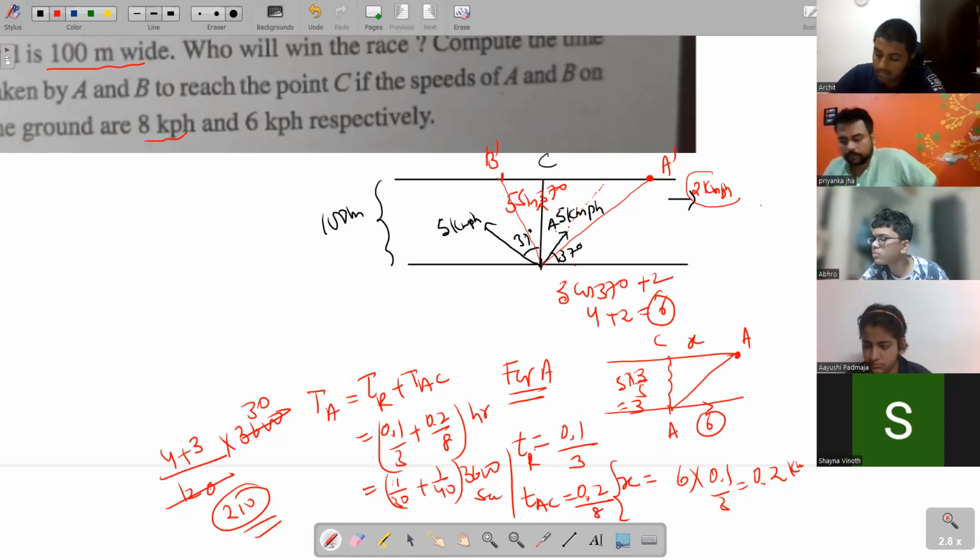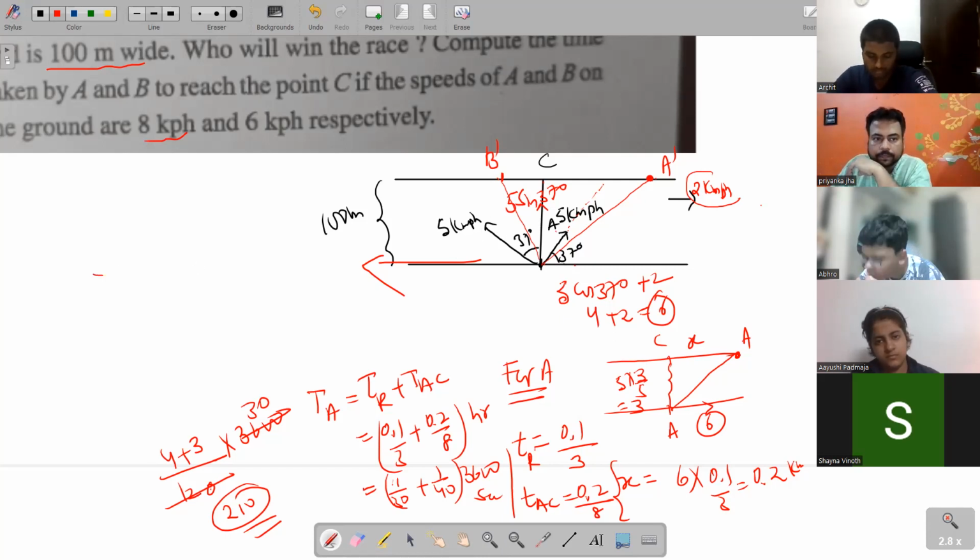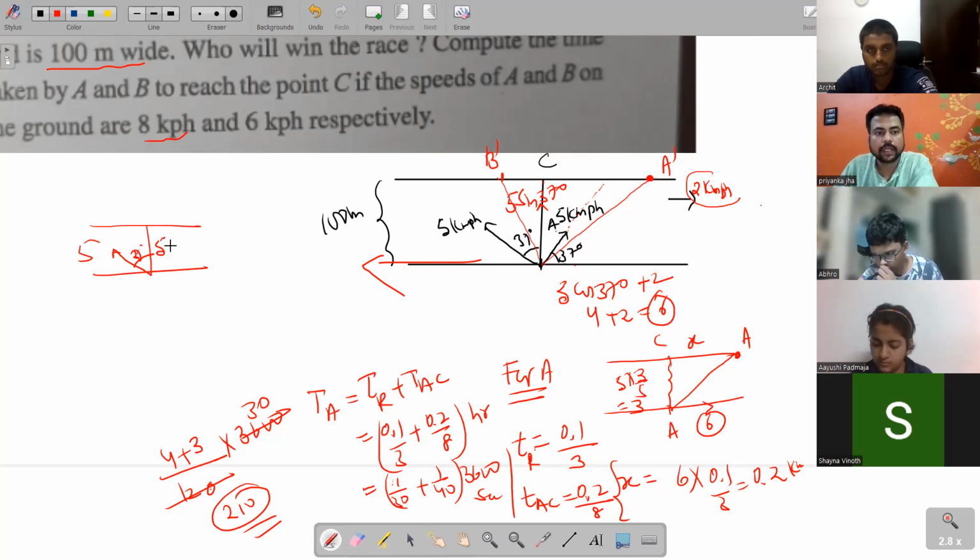So would it be 5 cos 53 minus 2 instead of plus 2? Yes, yes, because this will be in this direction and the river is in the opposite direction. So net would be... okay, see. For this 5, this angle is 37. So this will be 5 cos 37.